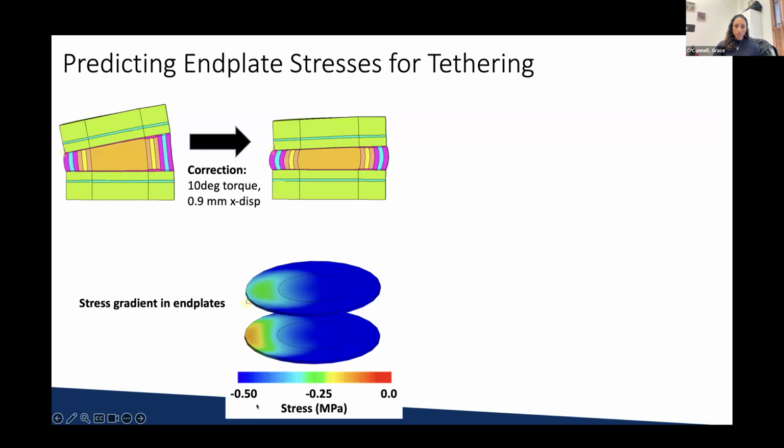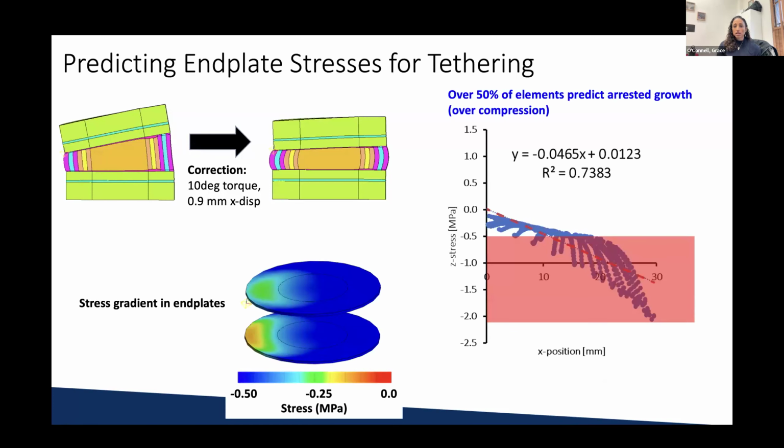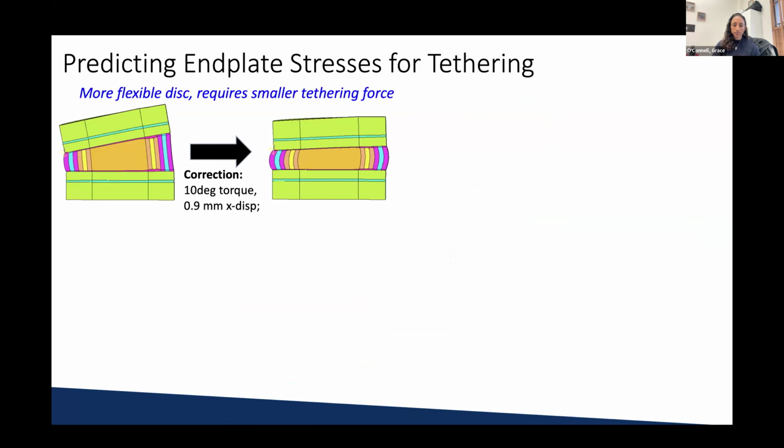So that matched Matt's hypothesis. And when we looked at this compared to in vitro work on cell mechanics, when you apply compressive stress to cells, it actually inhibits the growth. So over 50% of the elements within the end plate have predicted arrested growth due to the overcompression in these discs. And so we can change parameters.